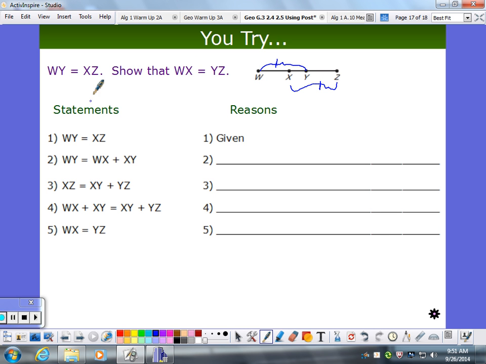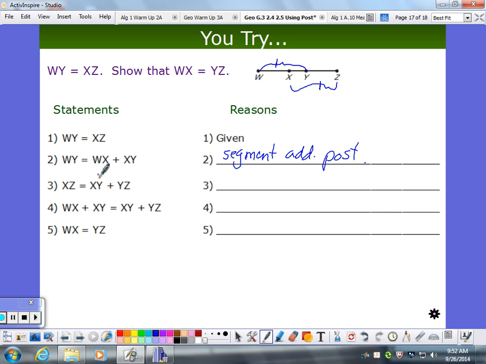So we've got our given. And now I'm saying WY equals WX plus XY. WY equals the little piece plus this little piece. Who says? You add two pieces of the segment, you get the whole segment. Who says? This is more than just knowing this. This plus this equals the whole thing. What's that one? Segment addition postulate. If you have two pieces and you add them together, you'll get the whole thing.